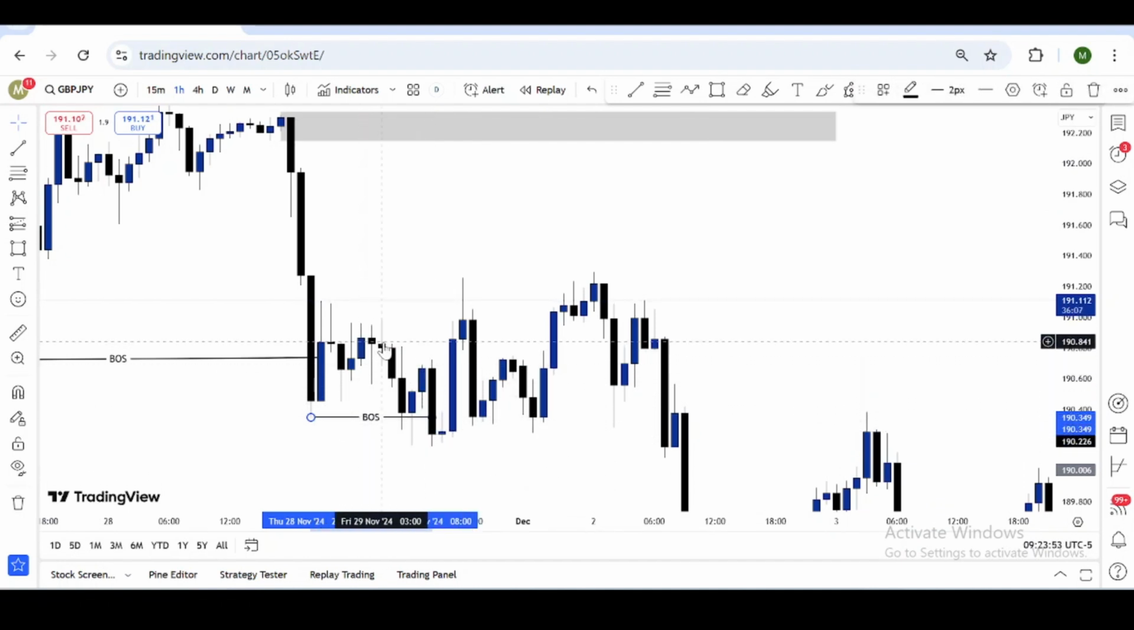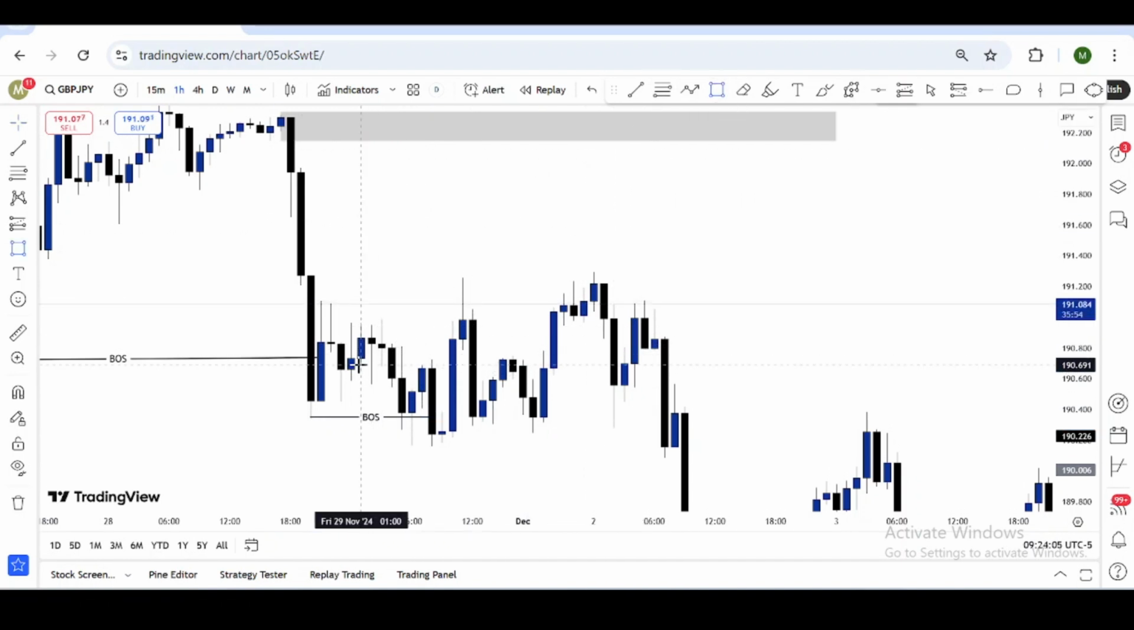Now, where is the origin of this swing here? Here is the origin, right? Here is the origin of this swing. We have here and we also have here, but let's use this one here. This is the last candle here.